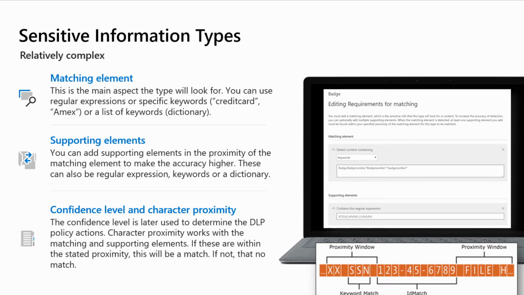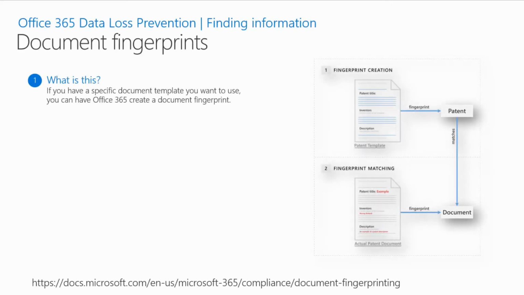Then there's the character proximity, and character proximity basically looks at the matching element and the supporting element, and sees how many characters are between. If those elements are far away, then you will not get a hit. If they are within the proximity, and the default is 300 characters, for example, then you will get a hit. And we'll look at that in a short while. I'll show you how you can create your own sensitive information types.